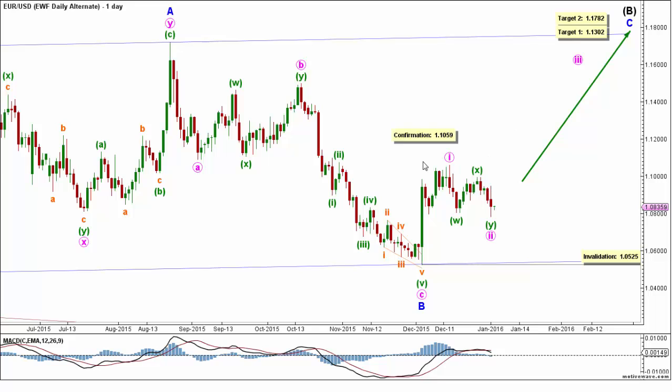This will be confirmed by movement above 1.1059. Now at 1.1302, minor wave C would reach 61.8% the length of minor wave A, then at 1.1782 it would reach 100% of its length. This wave count is invalidated by movement below 1.0525, as minute wave 2 may not move beyond the start of minute wave 1.